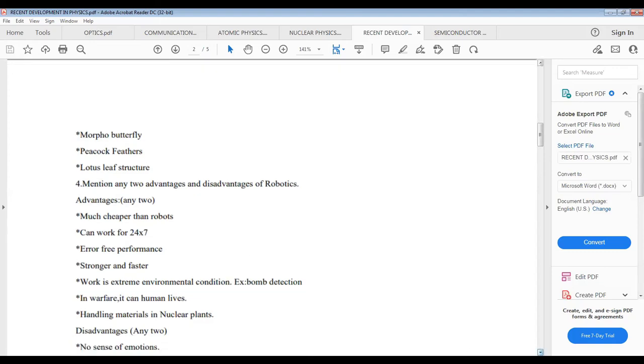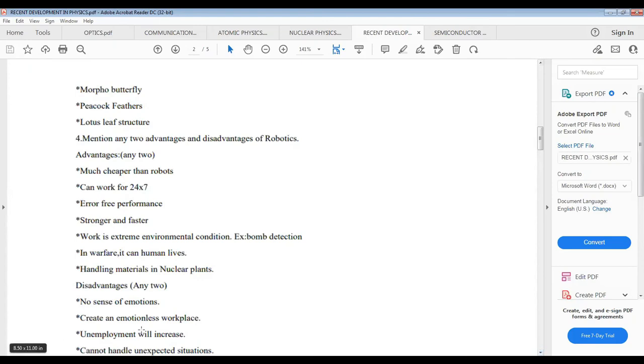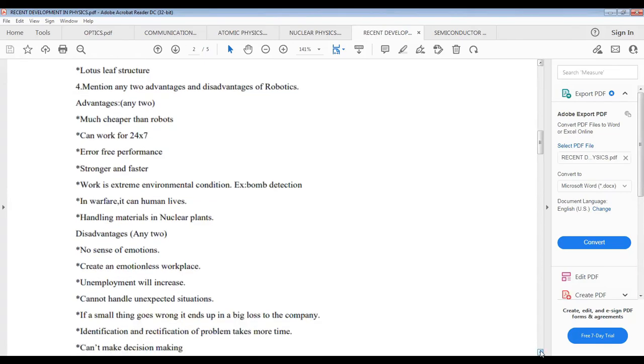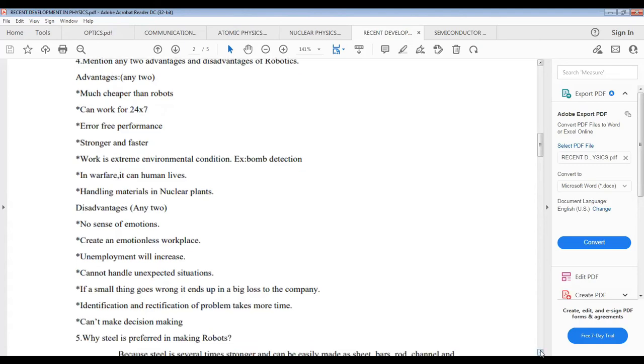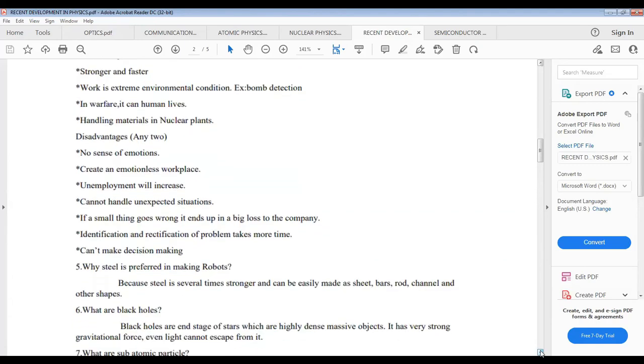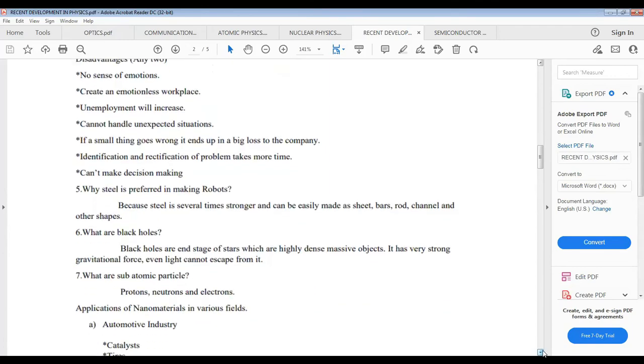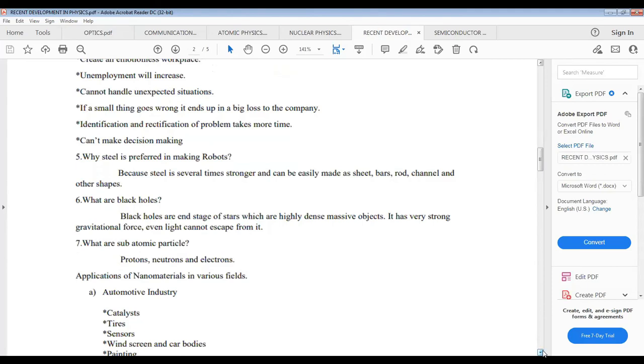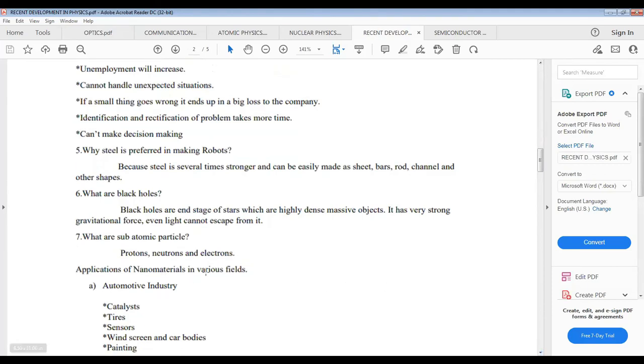So what are the disadvantages? Unemployment will increase. If you use many robots, there will be an unemployment problem. Another one is that it cannot handle an unexpected situation. If a small thing goes wrong, it ends up with a big loss. Suppose a minor mistake is made, it will lead to a big loss in the company. And identifying and rectifying a problem takes more time. So these are some of the advantages and disadvantages of robotics.